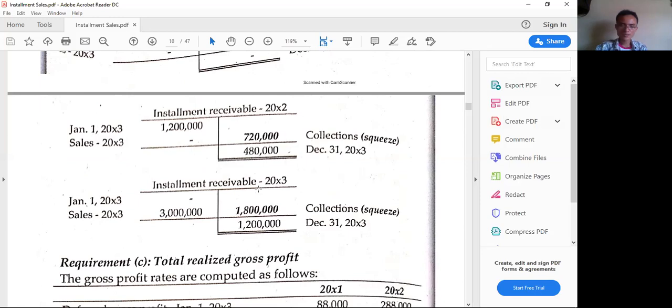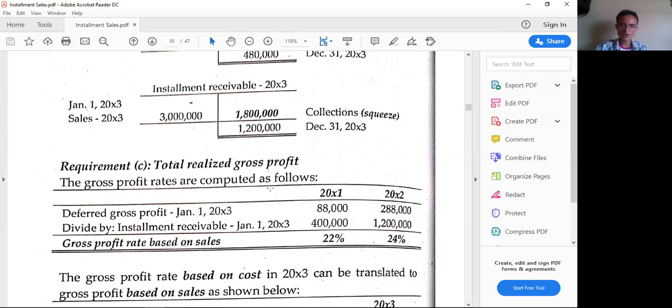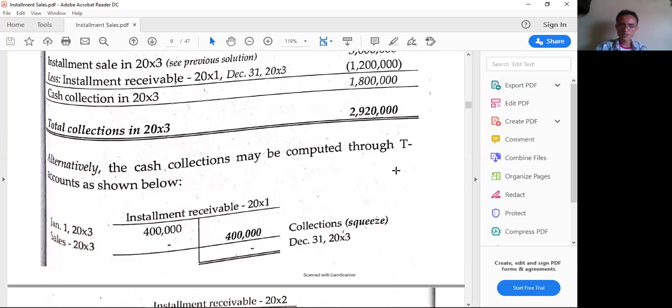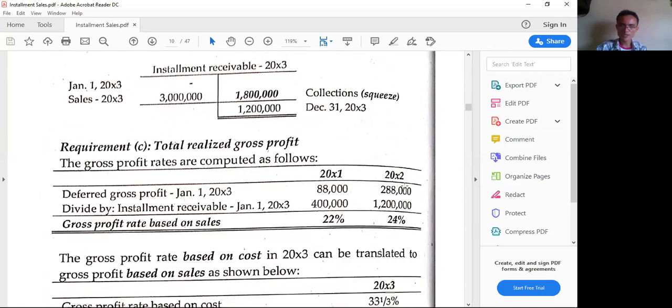Okay, so what about requirement C, that is total realized gross profit? Since there are 3 years and we are already able to compute the collections, whatever will be the collections multiplied by the gross profit rates. The gross profit rate in 20x3 is given. Remember, we have converted this one into 25%. But for the years 20x1 and 20x2, not yet. So how do we compute?